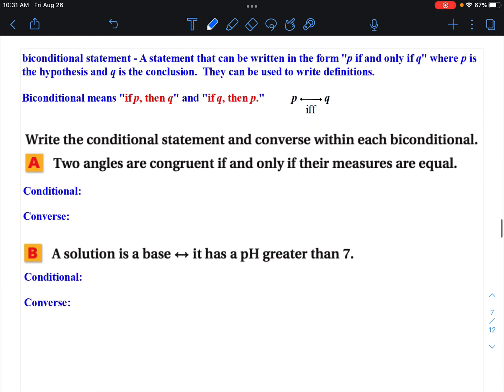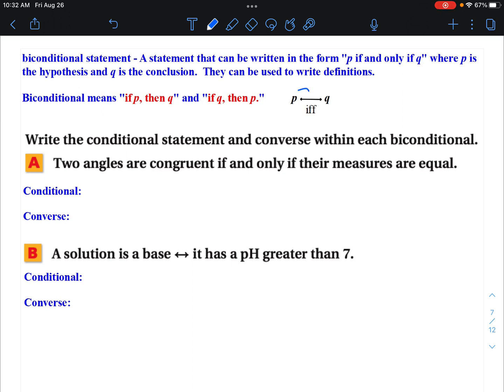Today we're going to start off with a biconditional statement. So you should already know a few: conditional, converse, inverse, contrapositive. But a biconditional statement is a statement that can be written in the form P if and only if Q, where P is the hypothesis, Q is the conclusion. And a lot of times we use biconditional statements to write definitions. And that's because they go both ways.